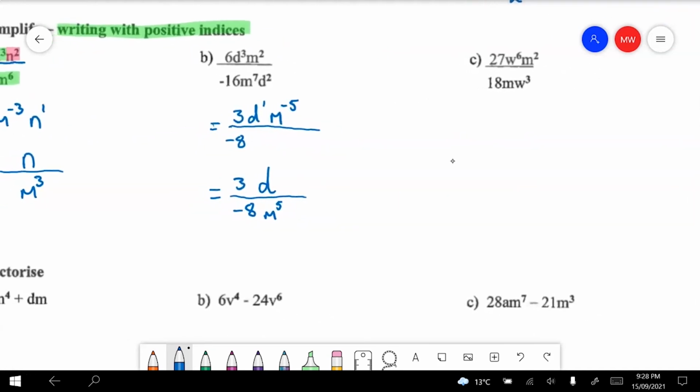And the last one looks like 9 will go into both of those numbers, so we'll end up with 3 on 2. We've got w to the 6 divided by w to the 3, so that's going to leave us with w to the 6 minus 3, which is 3. And you've got m to the 2 divided by m to the 1, so 2 minus 1 makes 1. And that's our final answer. We don't have to rearrange anything to make them positive.